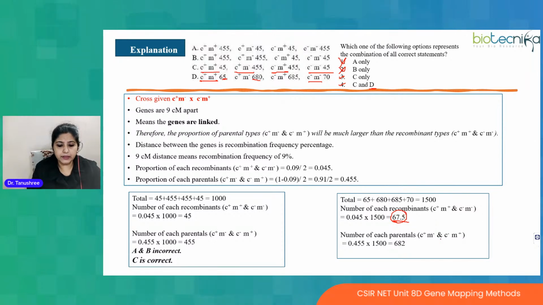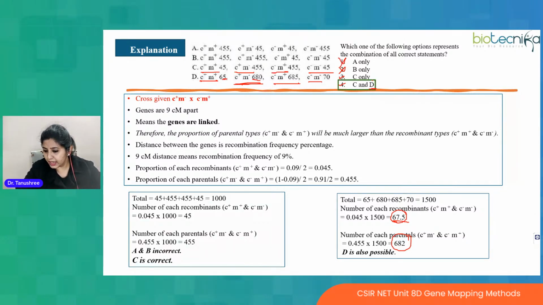So yes, it is possible. Similarly, if we look at parental, C plus M minus 680, C minus M plus 685. And what we have calculated, we have got 682. So yes, this is within the range. So D can also be possible. And when I say D is also possible, that means the answer is option 4 here. So, Bhaskar, just have a look where you have committed a mistake. I hope now it is clear why the answer is option 4 and not option 3, right?